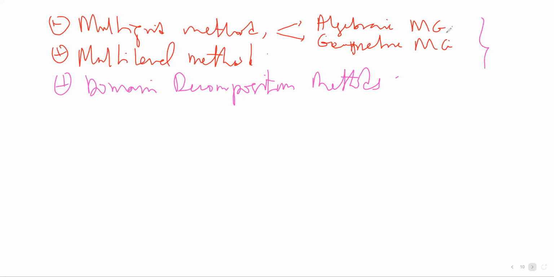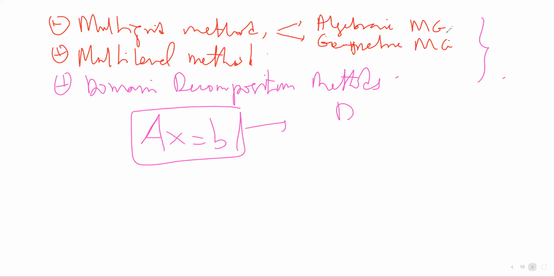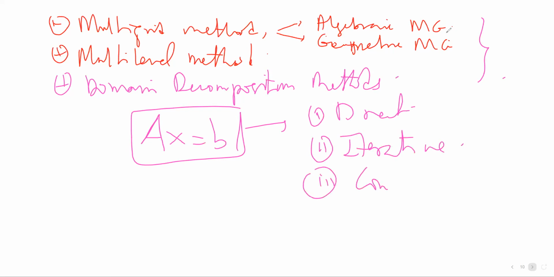So basically, in the sense of Ax equals b, you can do direct, one; two, you can do some iterative; three, you can combine them, combine direct and iterative. Okay. So maybe I'll just stop here.